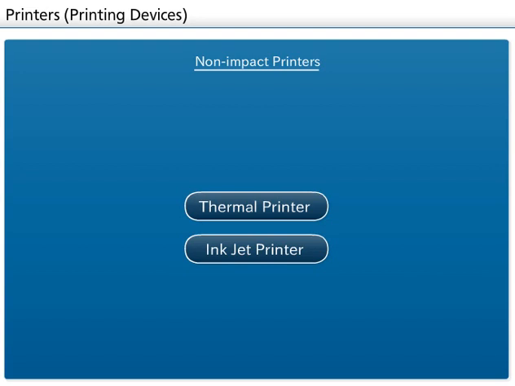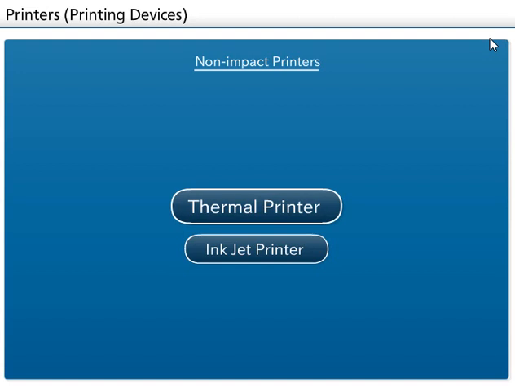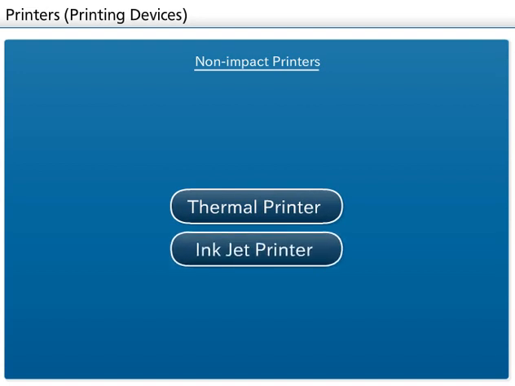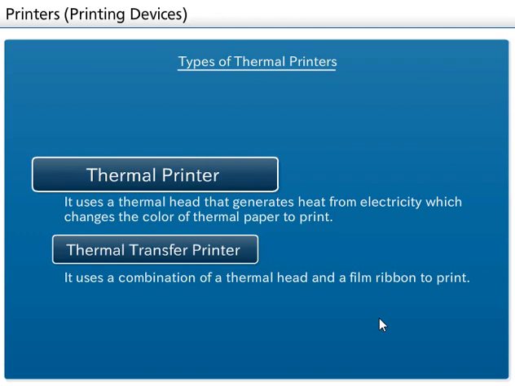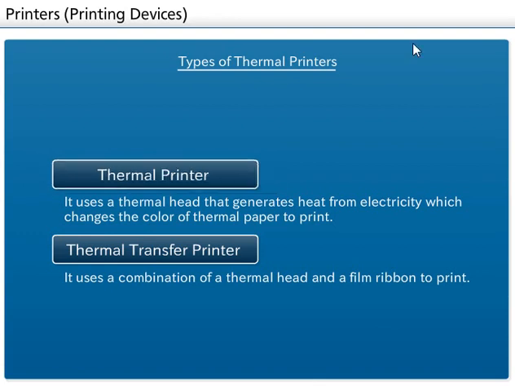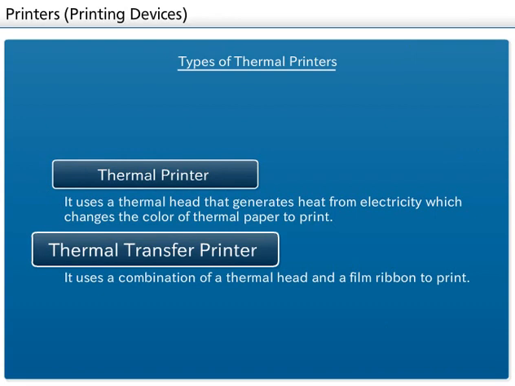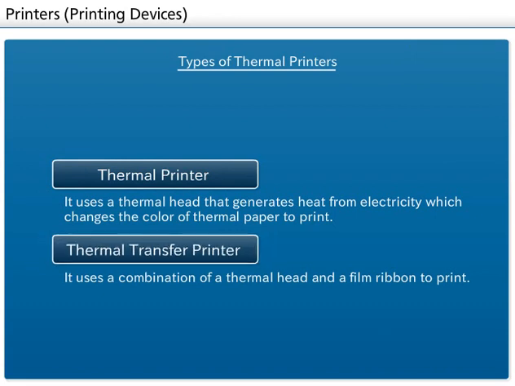B. Thermal printers. Other than the laser printer, there are the thermal printer and inkjet printer as typical types of non-impact printers. There are thermal printers that use thermal heads that generate heat from electricity which change the color of thermal paper. There are also thermal transfer printers that use a combination of a thermal head and a film ribbon. They are low in cost and quiet in printing.